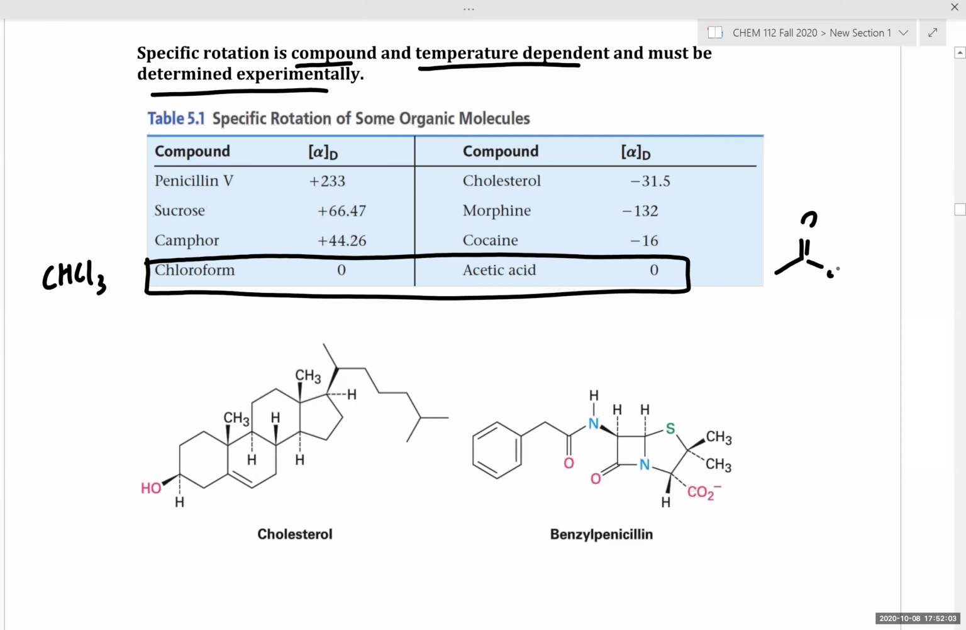Would someone like to explain why these compounds have an optical rotation of 0? What's so special about chloroform and acetic acid that would give them an optical rotation of 0? What is that a sign of? What does that tell us? If we have an optical rotation of 0, are these molecules chiral? Yep, so both of these molecules with an optical rotation of 0 are not chiral. You'd see the same phenomenon if you had a meso compound as well, where you'd see an optical rotation of 0. Does that make sense to everyone?